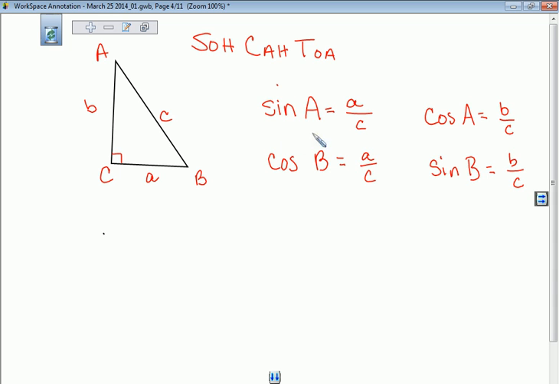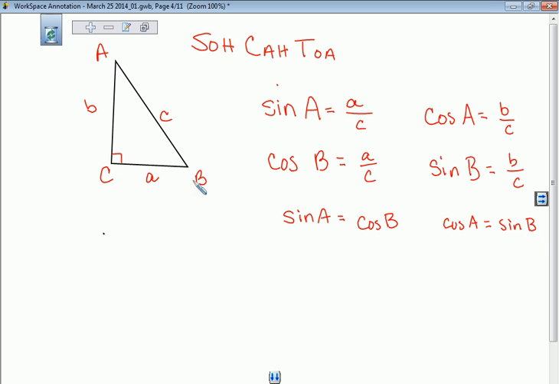Do you guys see that these two are equal to the same thing? And when we have two things that are equal to the same thing, can we set them equal to one another? Substitution. So we could say sine of A must equal cosine of B, and cosine of A is equal to sine of B.